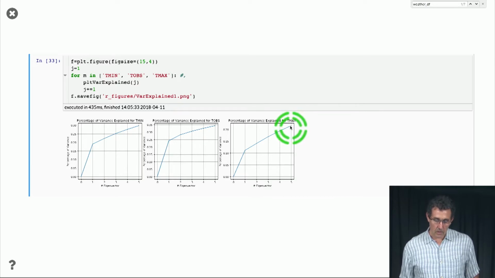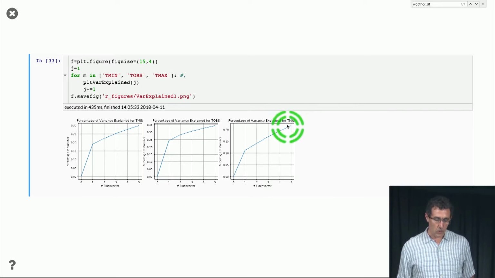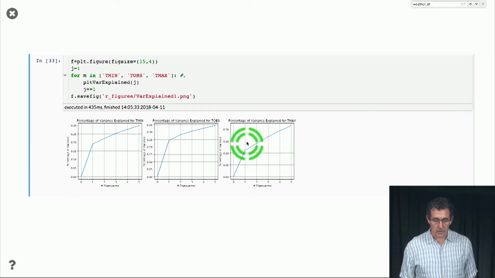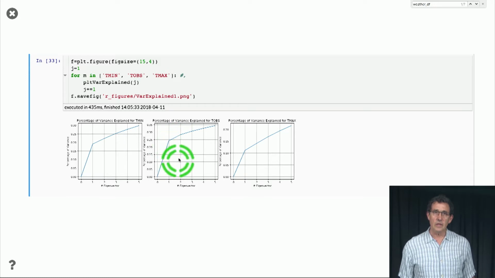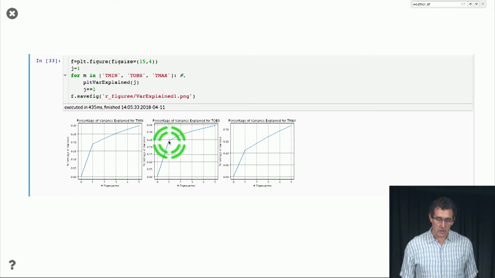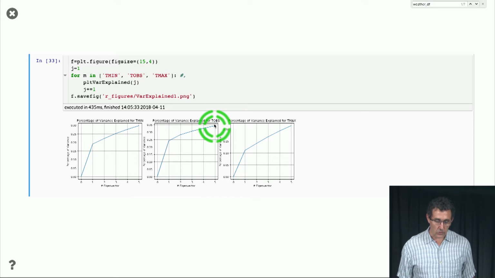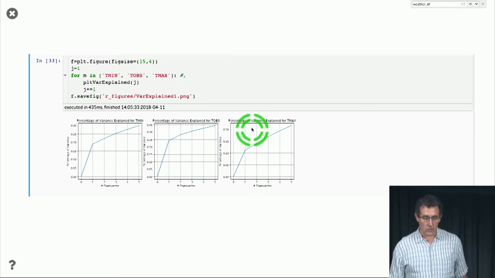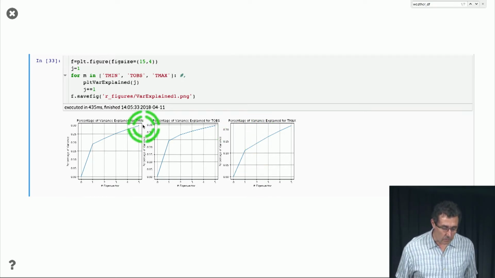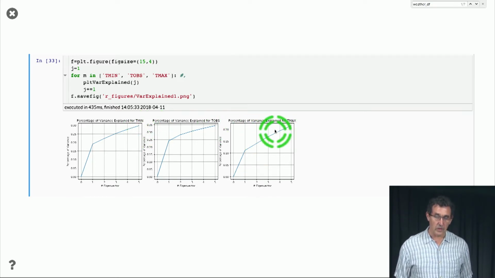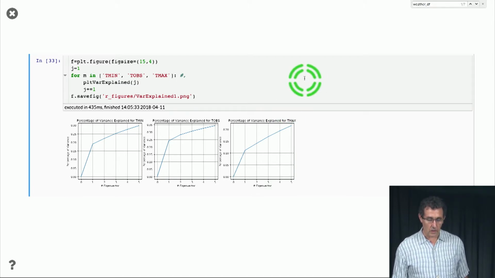explain about 0.2. Okay, so this shows you that if you take T-obs, you're likely to get a better model explaining the data because T-obs is less noisy. So with the top 5 eigenvectors, you can explain 35% for T-obs, while for T-min and T-max you can only explain 30% or 20% respectively. Okay, so that would be our choice were we to do this.